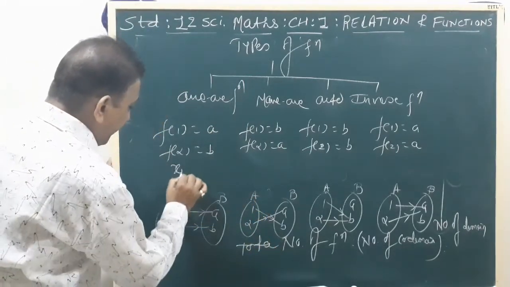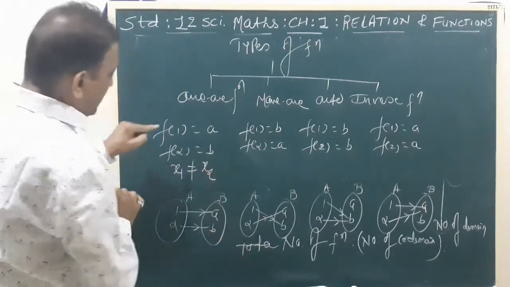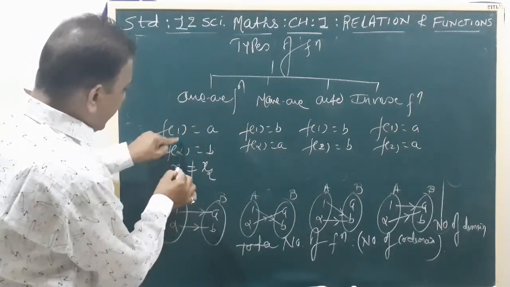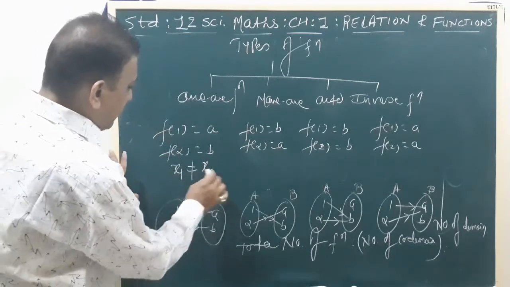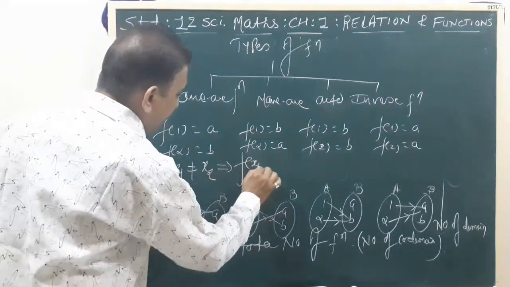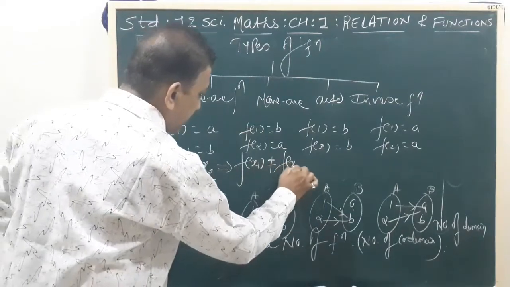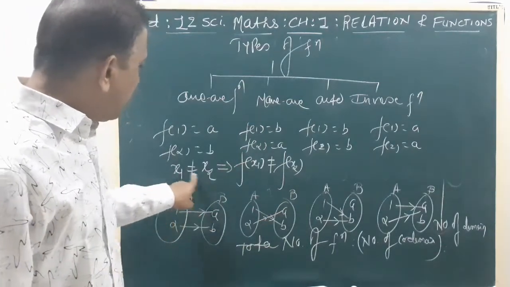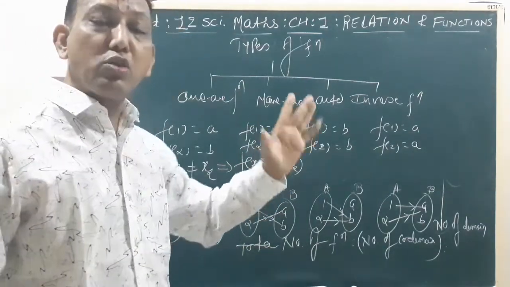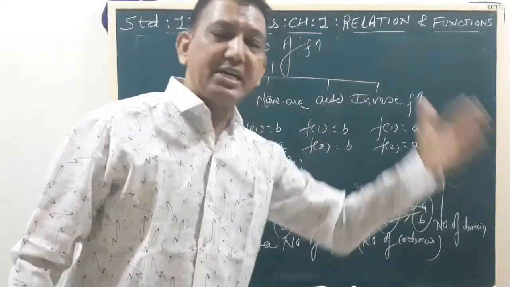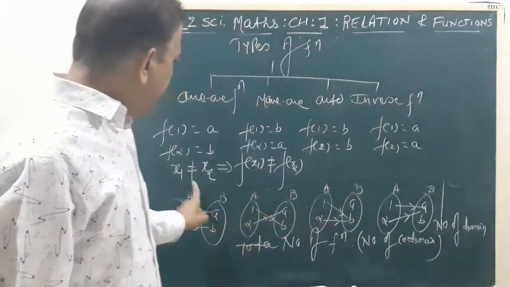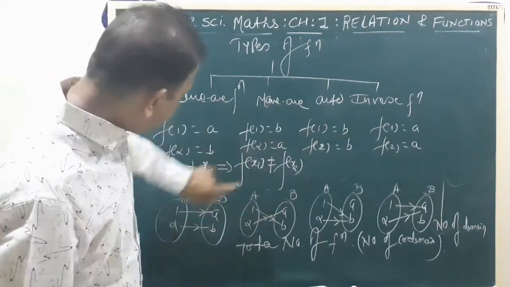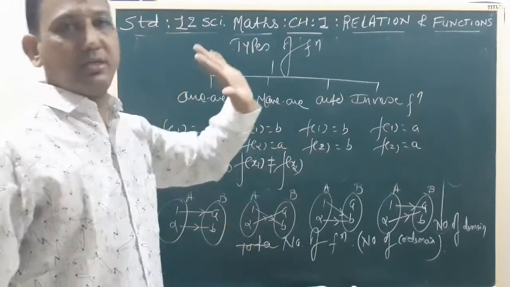So we write here different values, say x1, x2. You can say any x1, x2. Different value, different answer: f(x1) is not equal to f(x2). If you take different values x1, x2, you get different answers. It is called one-one function. One value, one answer. Different value, different answer. So the first one and the second one are both one-one functions.